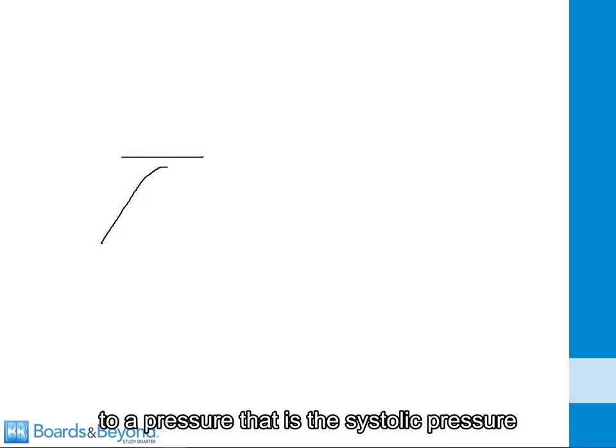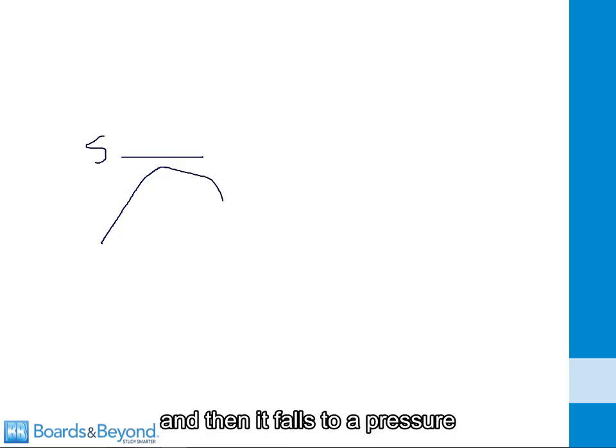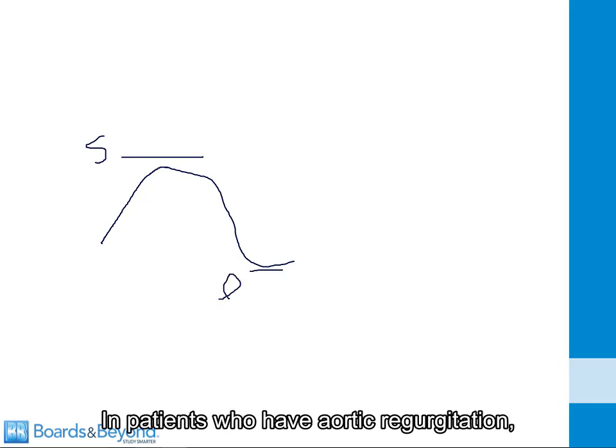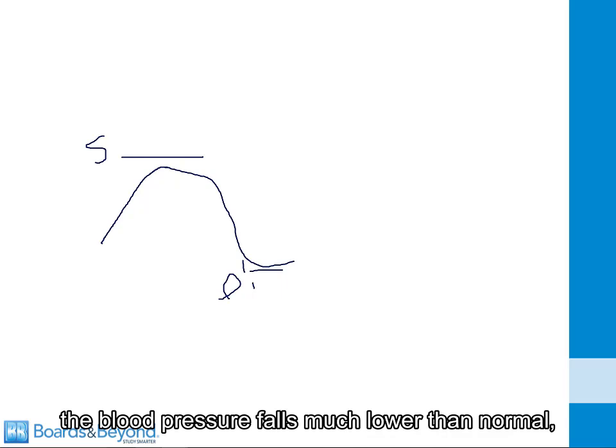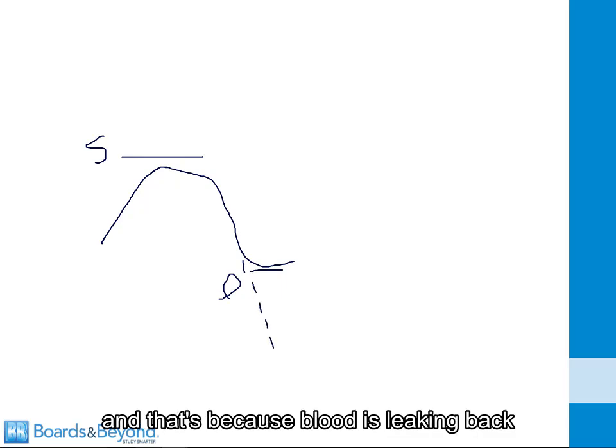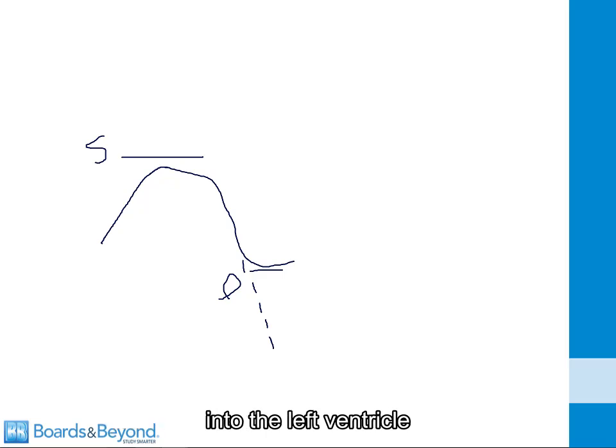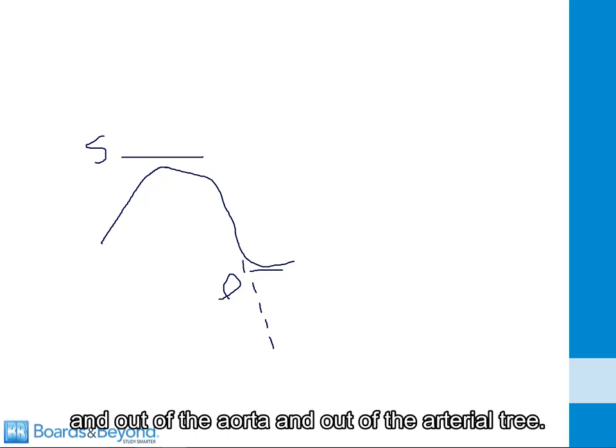If we follow blood pressure over time in a particular patient, we would see that the blood pressure rises to a pressure that is the systolic pressure, and then it falls to a pressure that is the diastolic pressure. In patients who have aortic regurgitation, the blood pressure falls much lower than normal, and that's because blood is leaking back into the left ventricle and out of the aorta and out of the arterial tree.